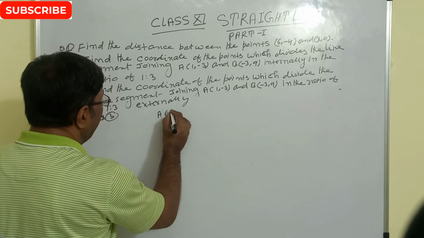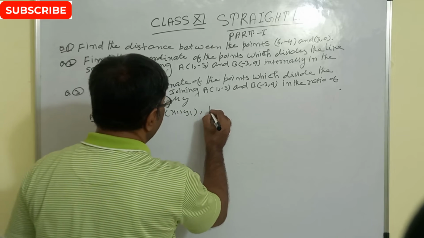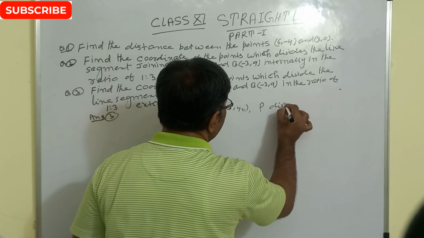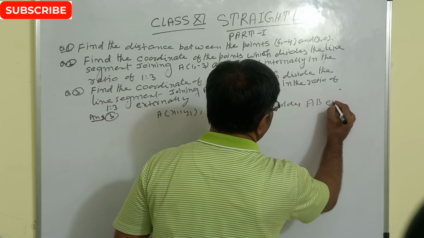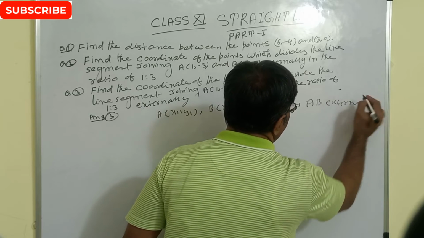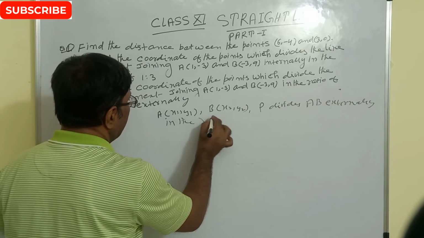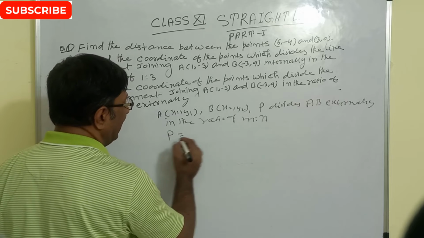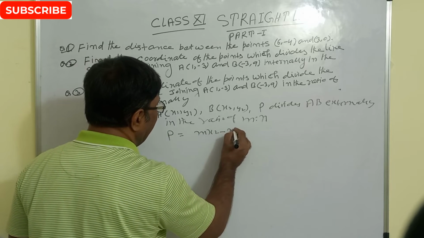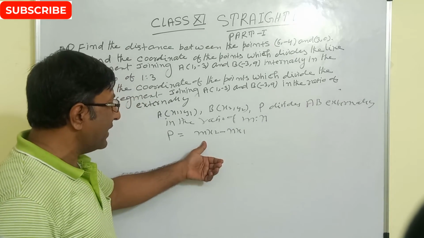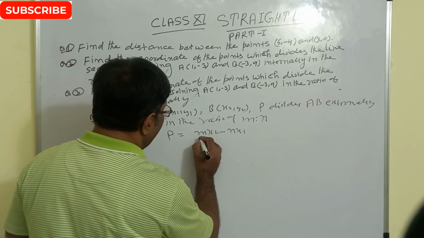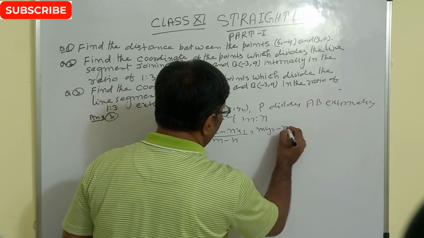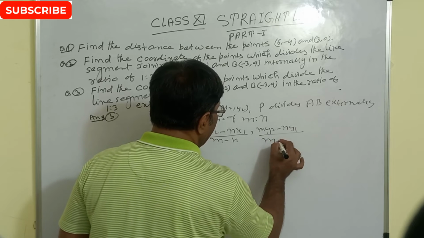Suppose there is a point A (x1, y1) and another point B (x2, y2), and P divides AB externally in the ratio of m is to n. Then the coordinate of P equals the same format, mx2. Here, when it is external, we take minus. So mx2 minus nx1 divided by m minus n. Same here, my2 minus ny1 divided by m minus n.